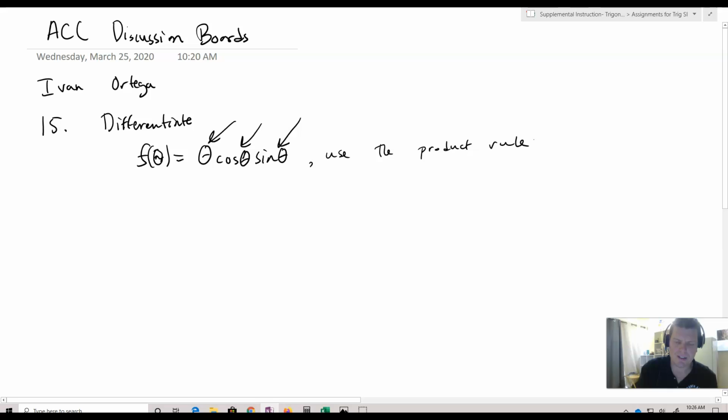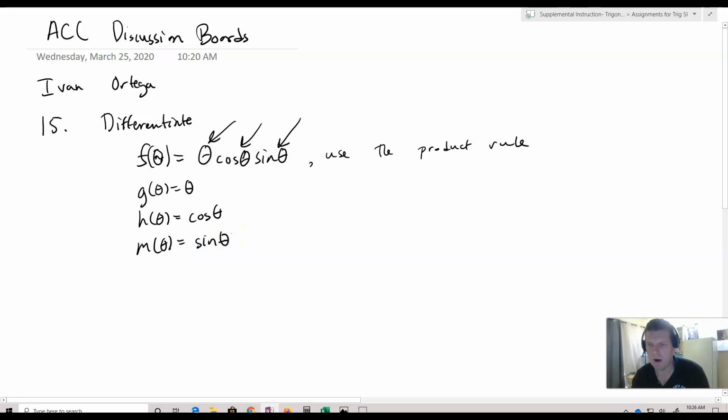Just to show some things out, let's call g of theta equal to theta, one of our functions. We'll call h of theta equal to cosine theta, the second function, and m of theta equal to sine theta, our third function. If you remember the product rule, we're going to take it piecewise. We'll take the derivative with respect to theta of g of theta, which is 1. So g prime of theta is going to equal 1.